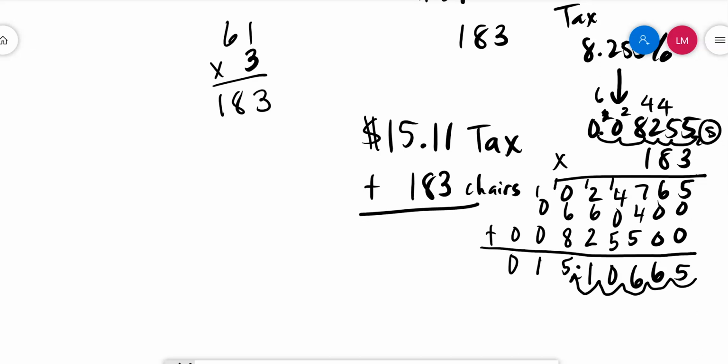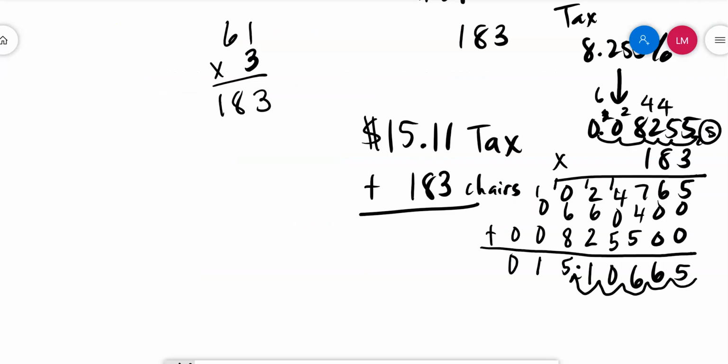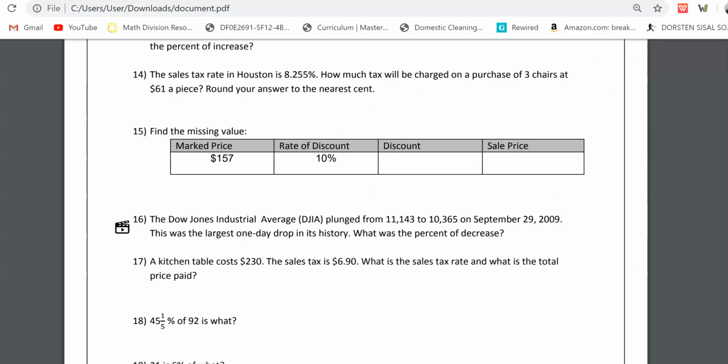And that's the total we would end up paying, of course, if you sum that together. But the question was asking us how much tax will be charged. So they didn't care about the total cost. So the answer is $15.11. Okay? All right.